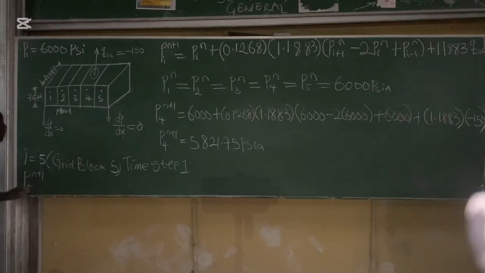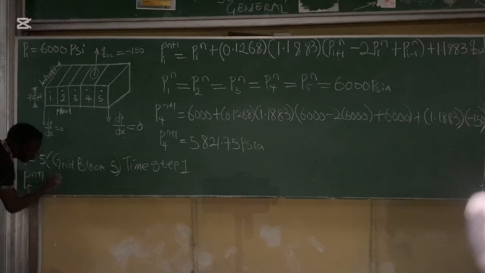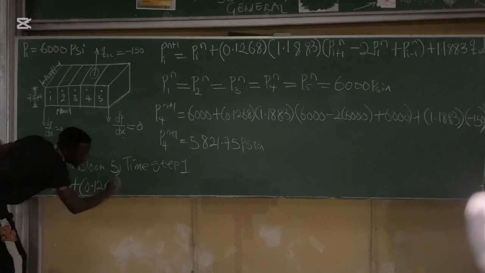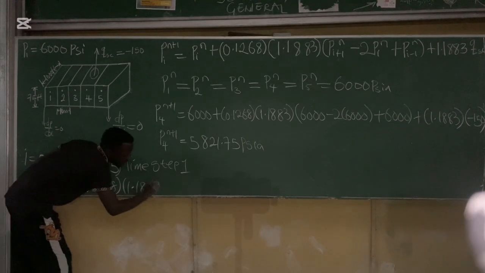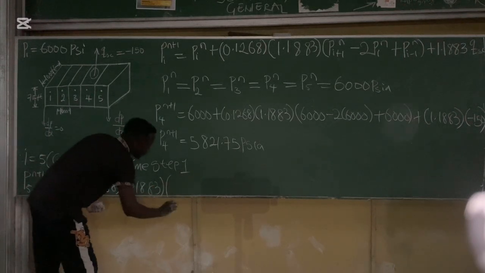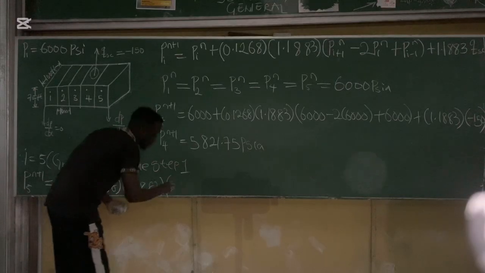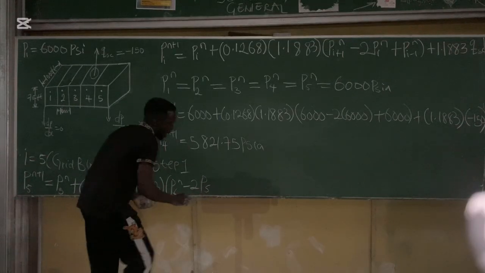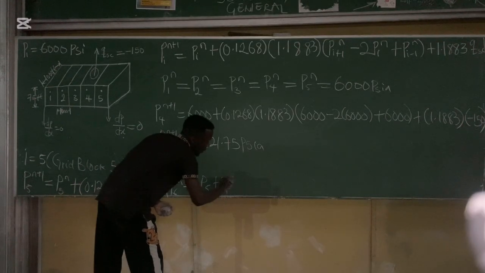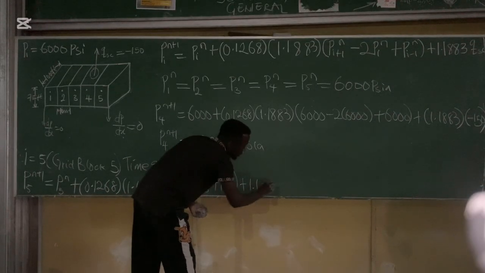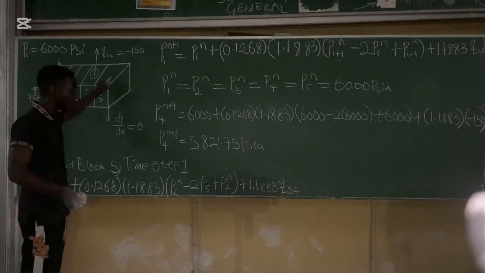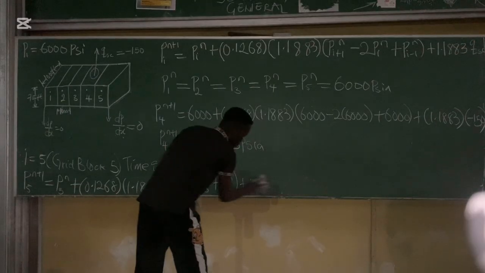P5n plus 1 will be equal to P5n plus 0.1268 into 1.1883 into Pi plus 1 here becomes P6n minus 2P5 plus P4n, then plus 1.1883 QSC. Now, if you look at grid 5, there's no well. So since there's no well, QSC becomes 0.